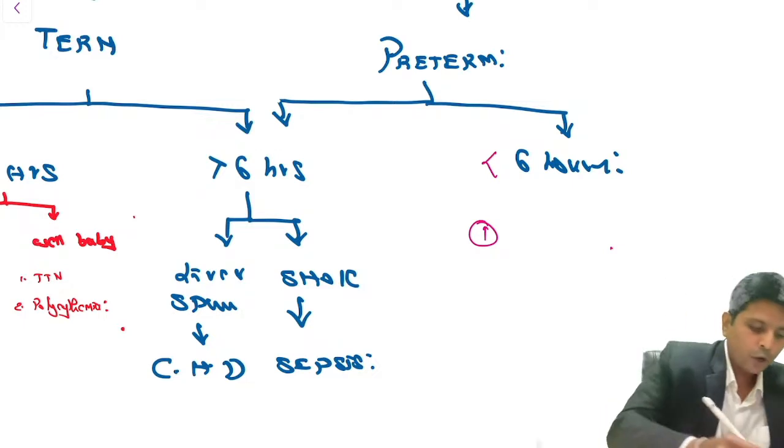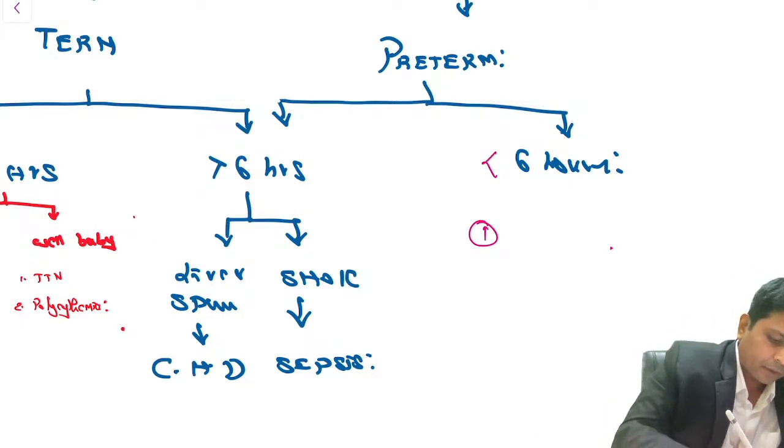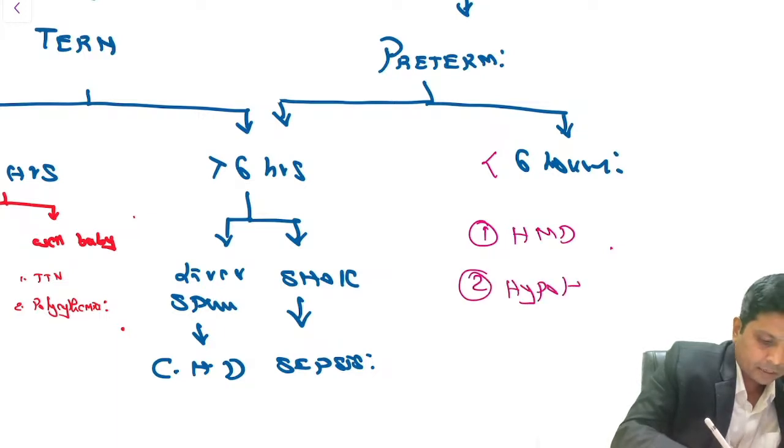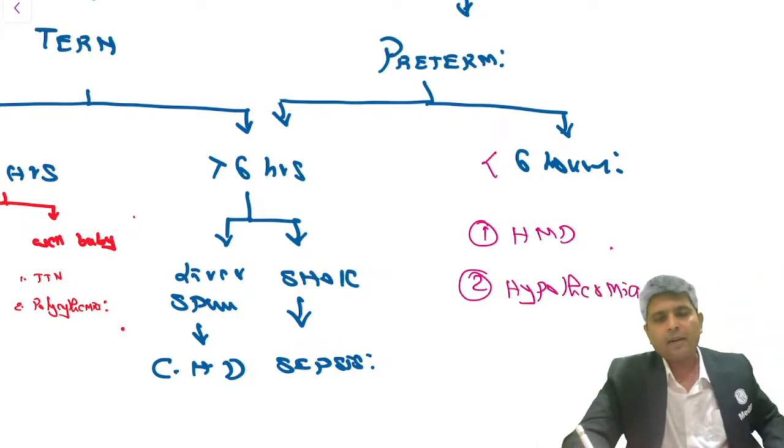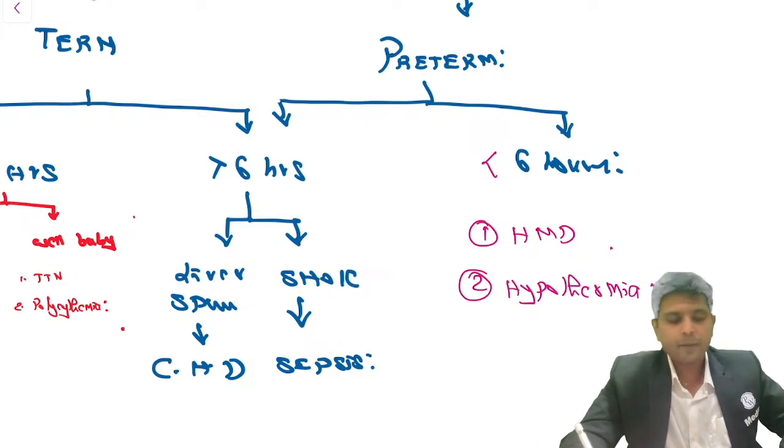One is hyaline membrane disease. The second is hypothermia.